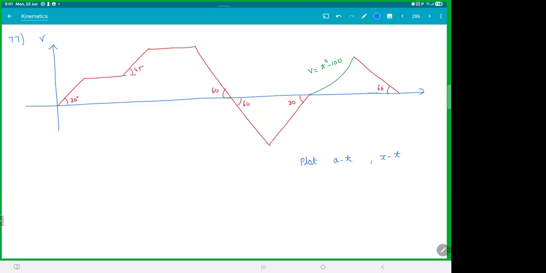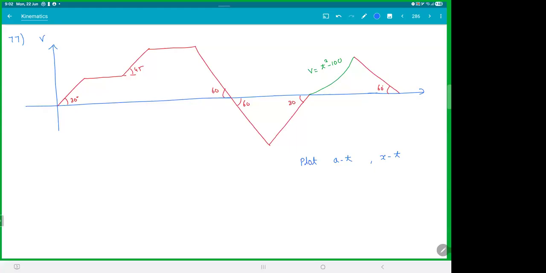Mano, can you keep your cam on? Done with the AT graphs. That should be easy. Give another 30 seconds. I'll show the AT graph. VT graph, XT graph, take another minute or so.